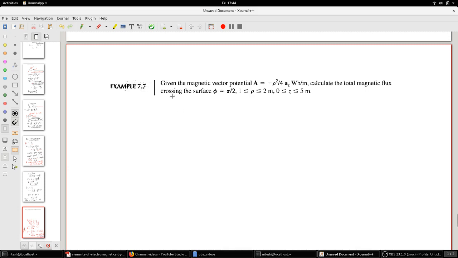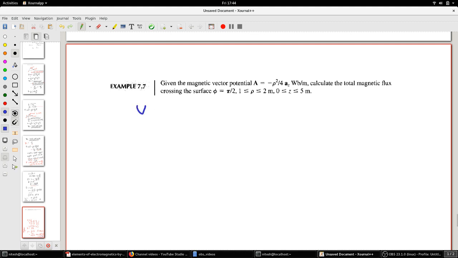Consider a question which is a solved example from Sadiku, example 7.7. Given a magnetic vector potential A equal to minus rho square by 4 az Weber per meter, calculate the total magnetic flux crossing the surface. The surface is phi equal to pi by 2, rho greater than 1 and less than 2, and z is from 0 to 5.